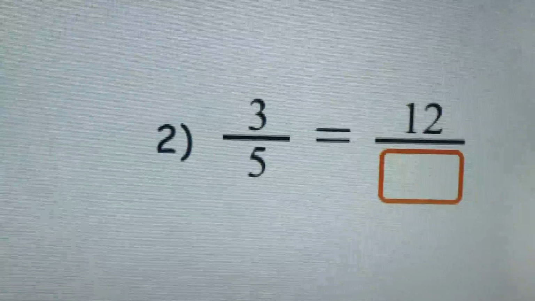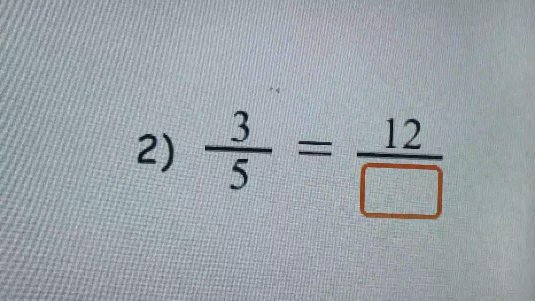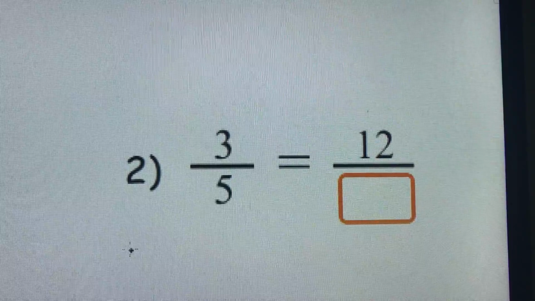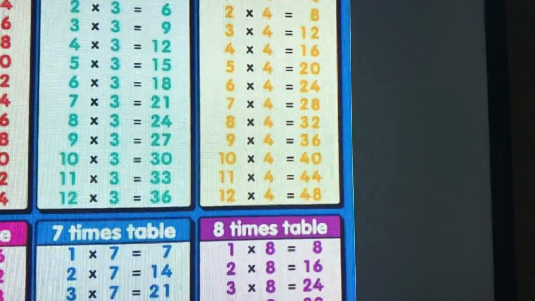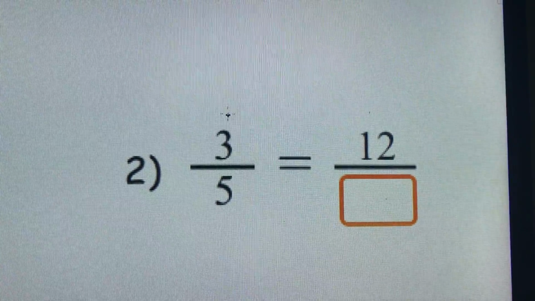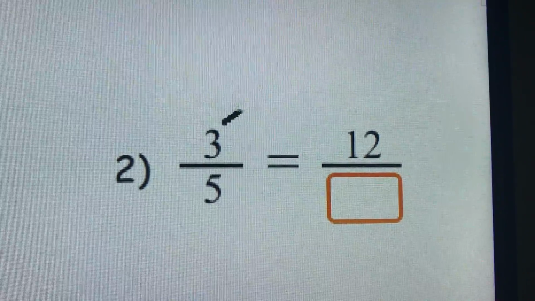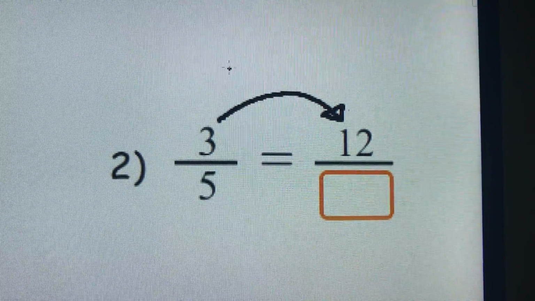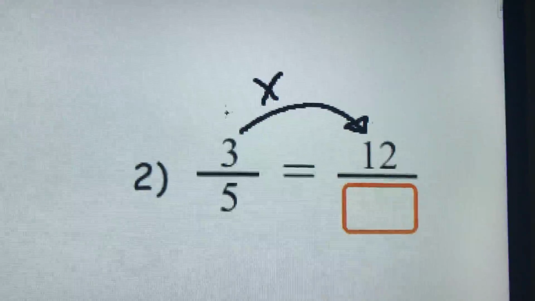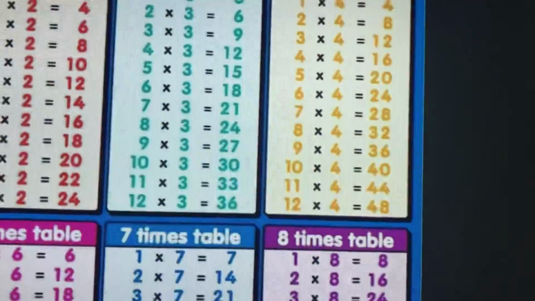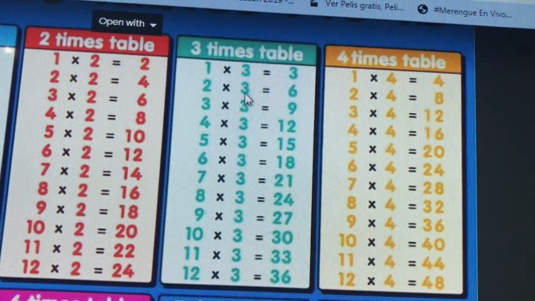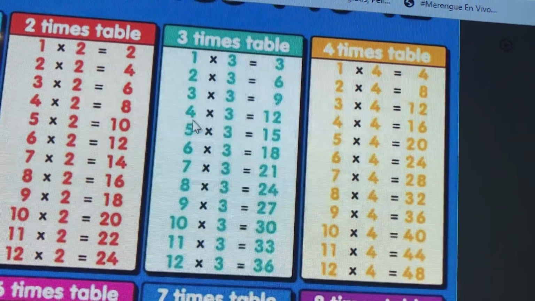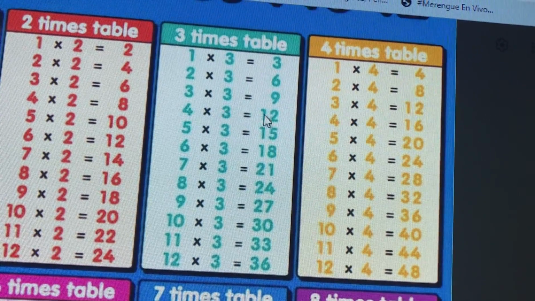Now let's go to the exercise over here. Again, one number multiplied by 3 is gonna give me 12. For that, I'm gonna go to the table again. What number would that be? So I'm gonna go to the table of 3, and I'm gonna look for 12. So the magic number here is 4. So 3 times 4 equals 12.